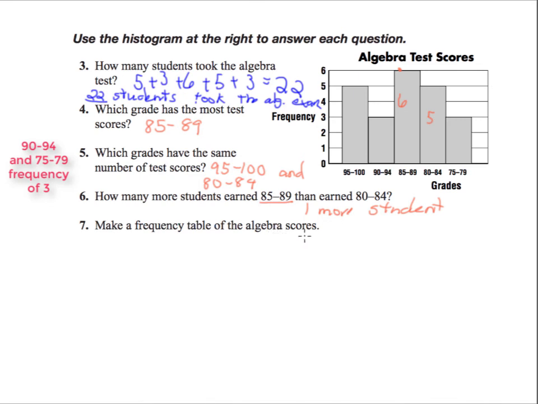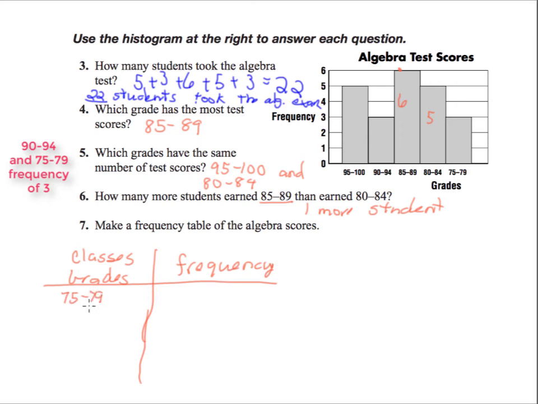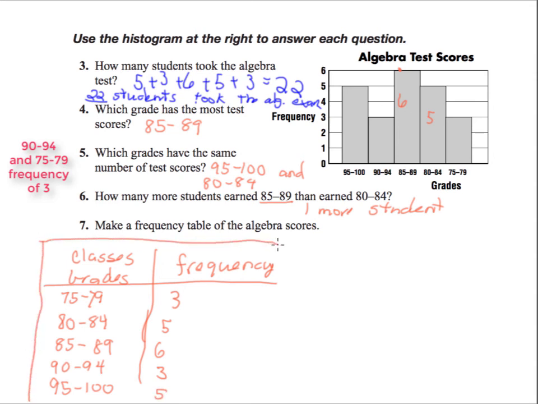Now let's make a frequency table for these algebra scores. So we're going to go back and label our classes in the first column. In this case, that's going to be our grades on the test. And in our second column is going to be our frequency. So I got 75 to 79, frequency of 3, 80 to 84, frequency of 5, 85 to 89, frequency of 6, 90 to 94, frequency of 3, and 95 to 100, a frequency of 5. And that is our frequency table.